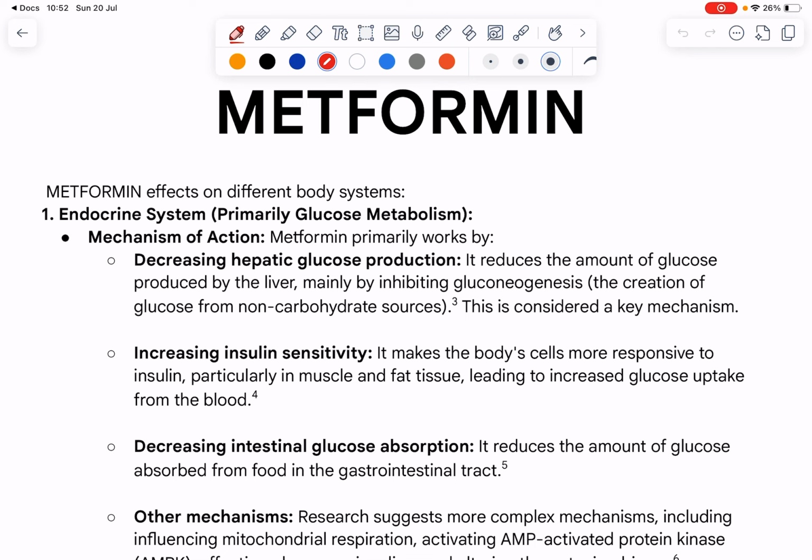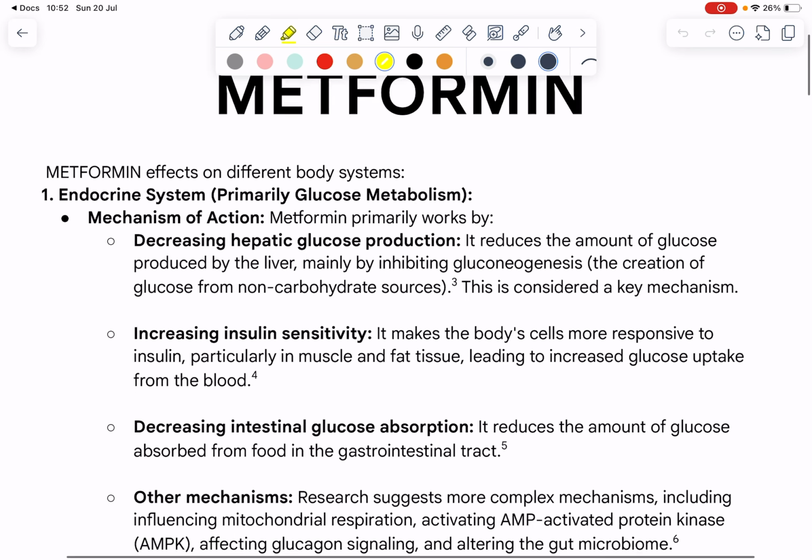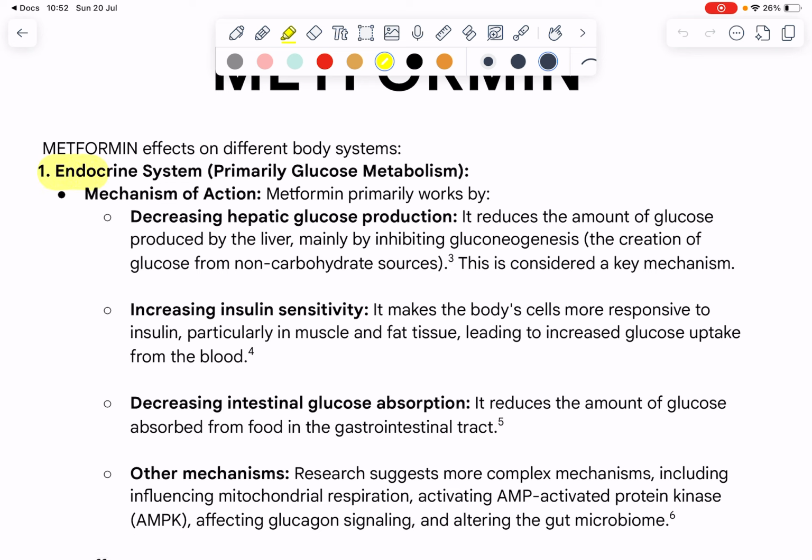As you know, metformin is an anti-diabetic drug, so let's concentrate on what metformin does on the various systems. Let us take the first system, that is the endocrine system. Basically, it controls the sugar level. Primarily it affects glucose metabolism. It has mainly three actions: it decreases the hepatic glucose production, it increases the insulin sensitivity, and it decreases the intestinal glucose absorption.